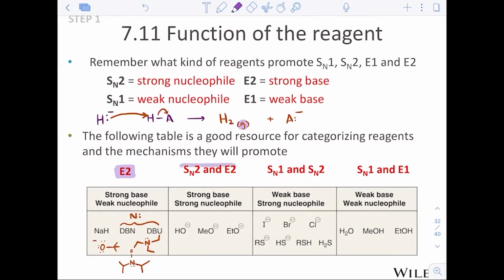The things that can compete and do SN2 and E2 are our strong bases and strong nucleophiles. These are the oxygens with a minus charge that are small, these three. These are the ones that you'll see.